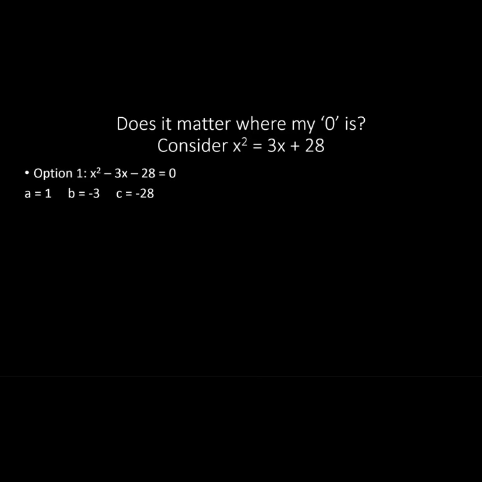Option one is to subtract 3x and 28 from both sides. So you'll get x squared minus 3x minus 28 equals 0. And in that case, your a value is 1, your b value is -3, and your c value is -28.